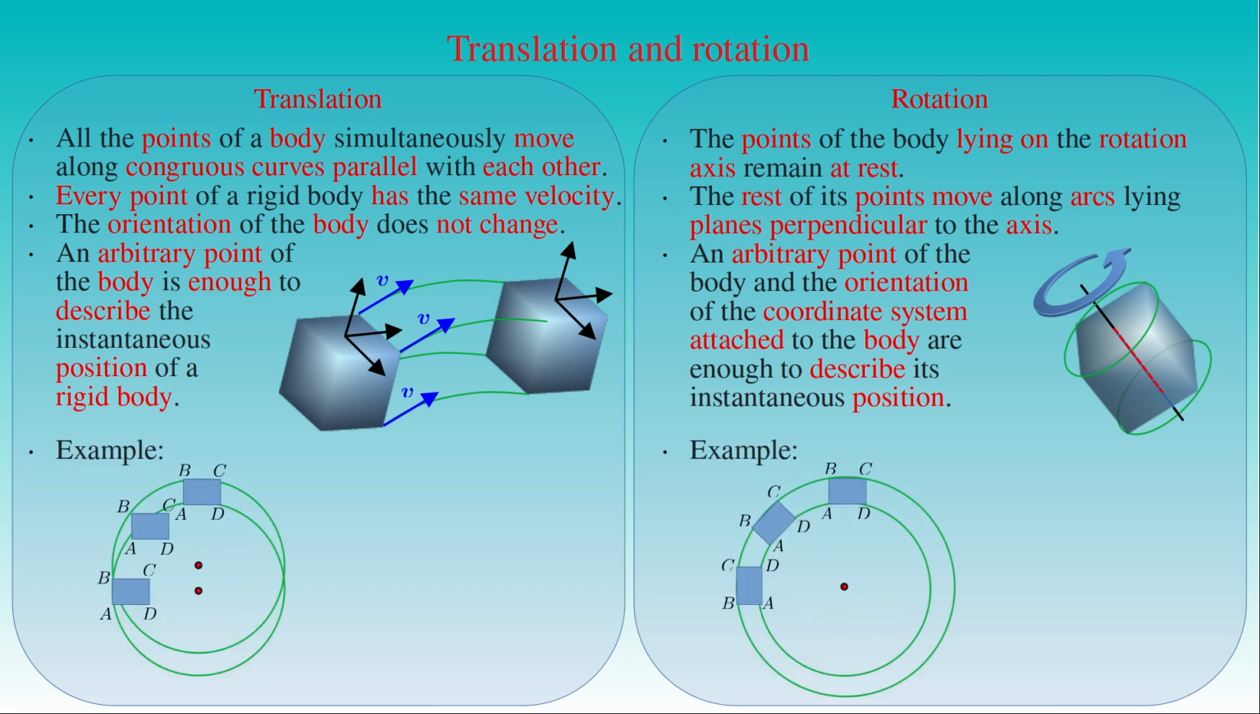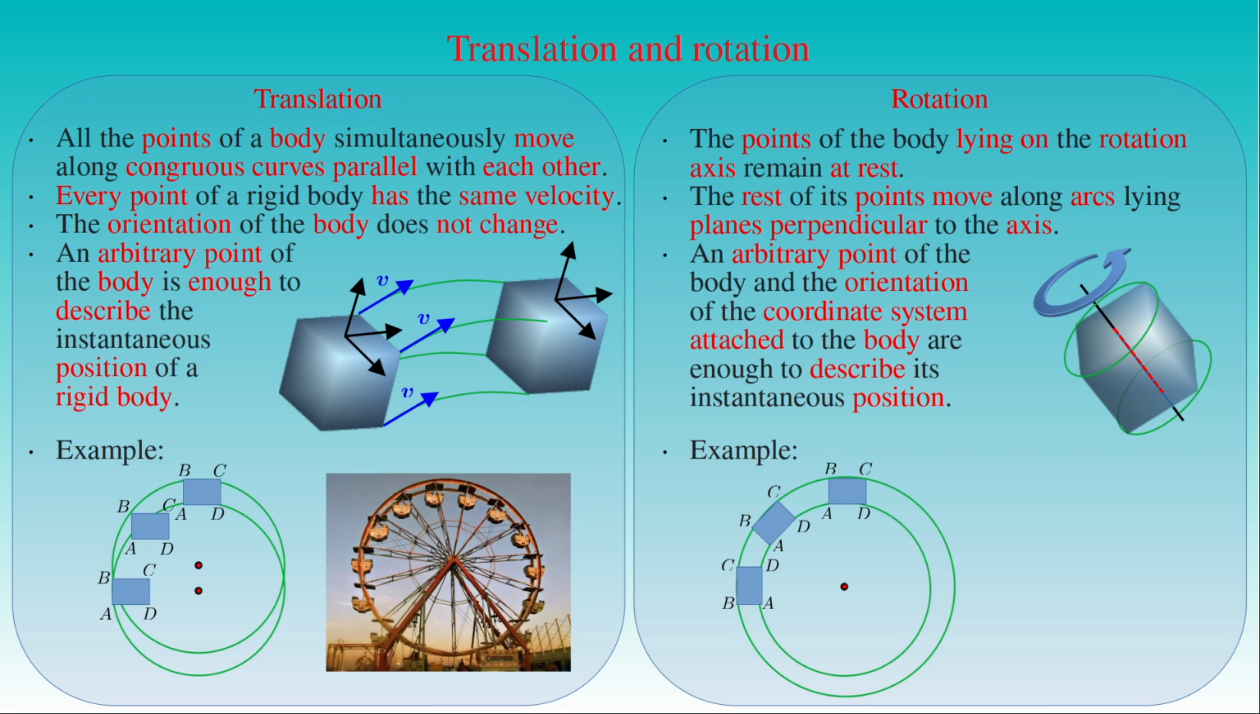These figures illustrate the difference between translation and rotation. The circles represent the trajectories of the points A and B of a rigid body during its motion. In the case of translation along a circular path depicted in the left-hand side, both the circles have the same radius but their centers are different. A well-known example for such a translation is the motion of the cabins of a Ferris wheel.